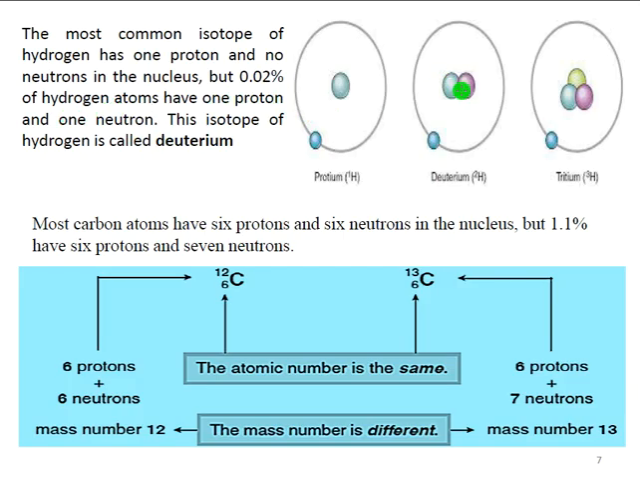And we have a third form of hydrogen that has one proton and two neutrons. It is tritium. All of these are hydrogen, but isotopes. Here the difference between this and this and this is the number of neutrons, and the difference between them is the mass number.